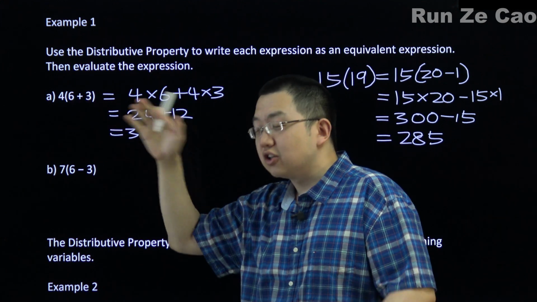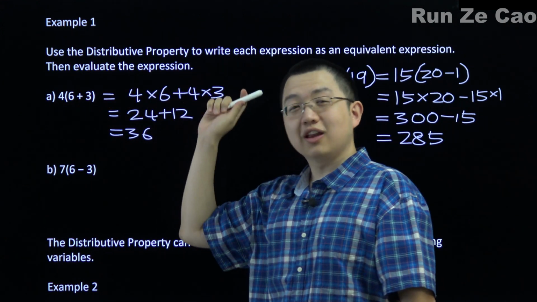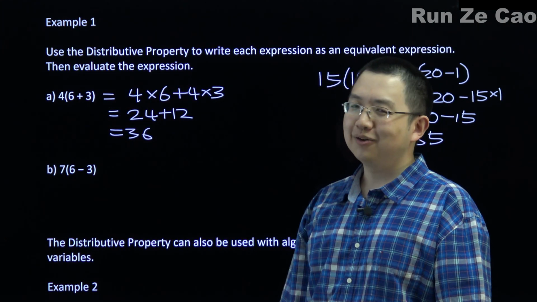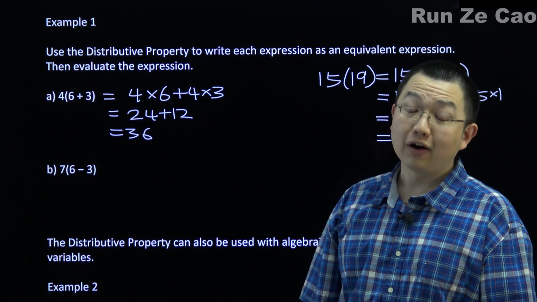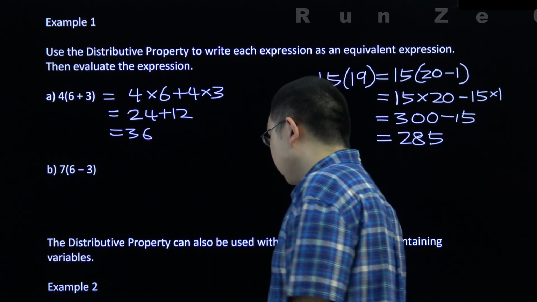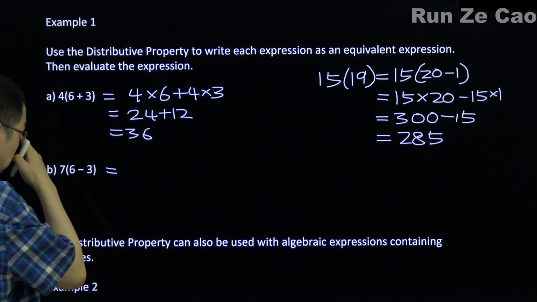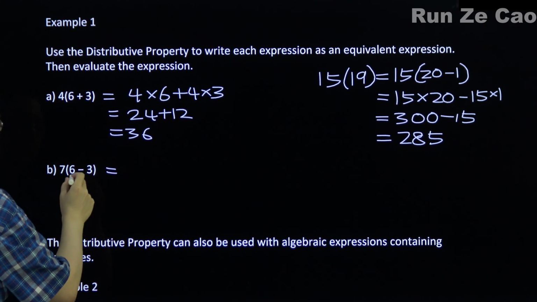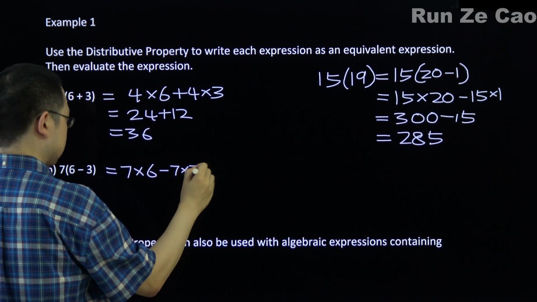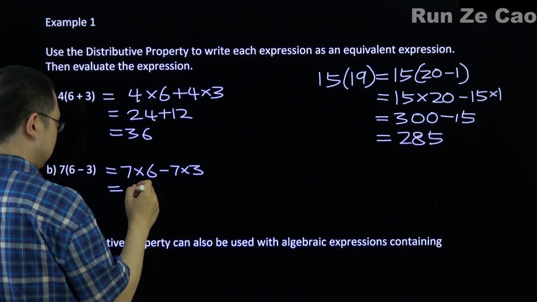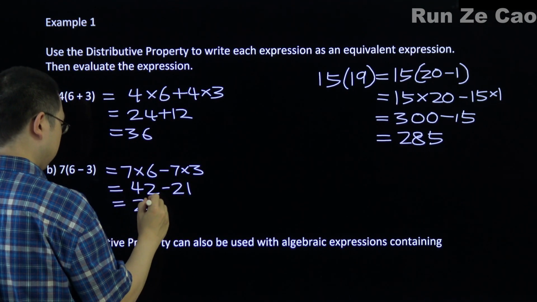This part doesn't look like it needs a distributive property, but if you're told to use a distributive property or any other mathematical property or formula, use it for obvious reasons. Because your answer should be what you are asked. So 7 times (6 minus 3), that's 7 times 6 minus 7 times 3. So 42 minus 21, which is equal to 21.